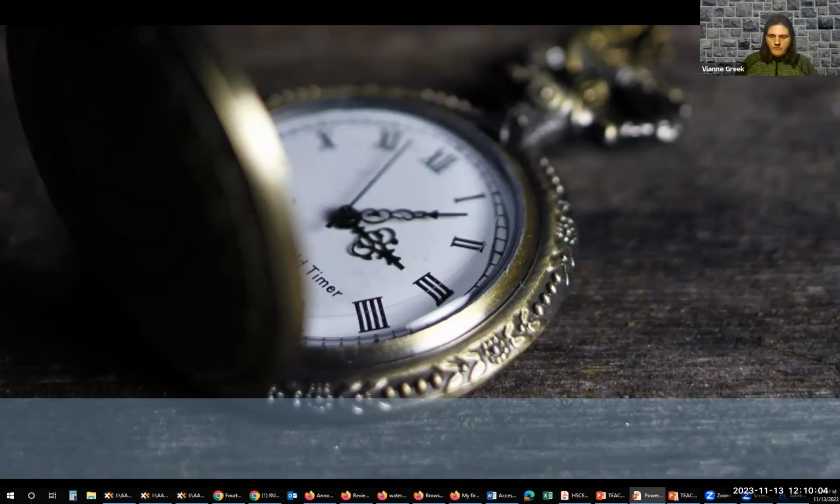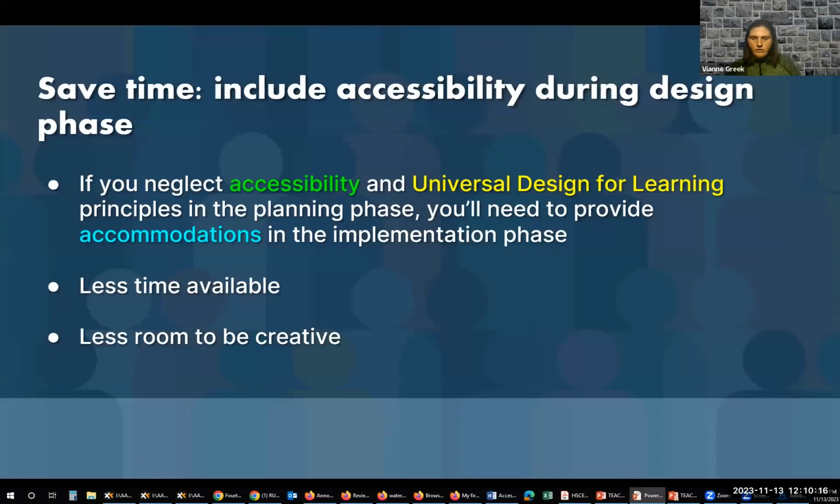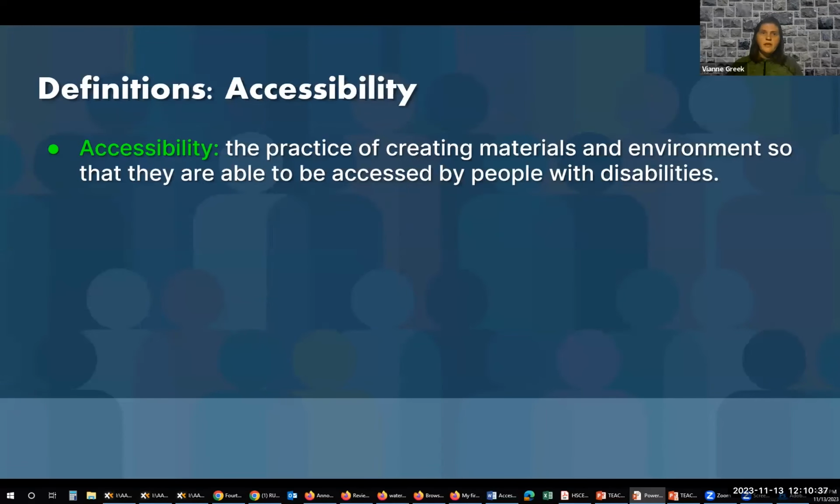And so we propose, by way of this presentation, that we start saving time on the implementation side by building in accessibility in the planning stage for your course. So this is the period when you have more time available to be creative and make adjustments. If you neglect accessibility and universal design for learning in the planning stage, then you'll have to provide accommodations in the implementation stage where time is really at a premium. Let's take a look at what these words actually mean.